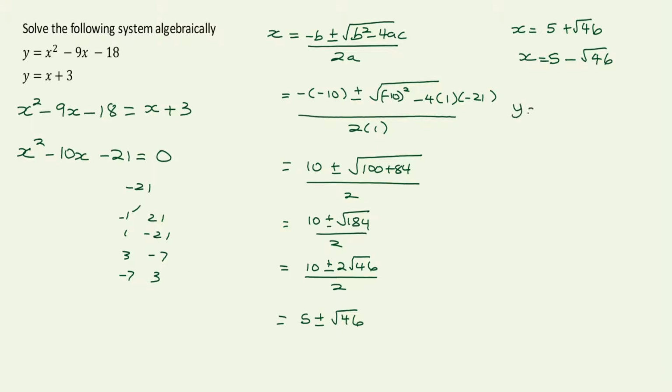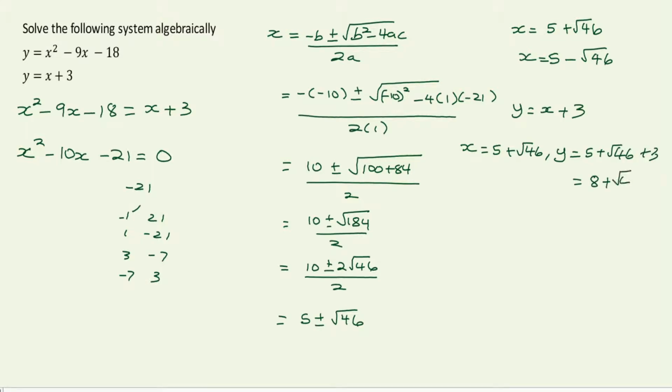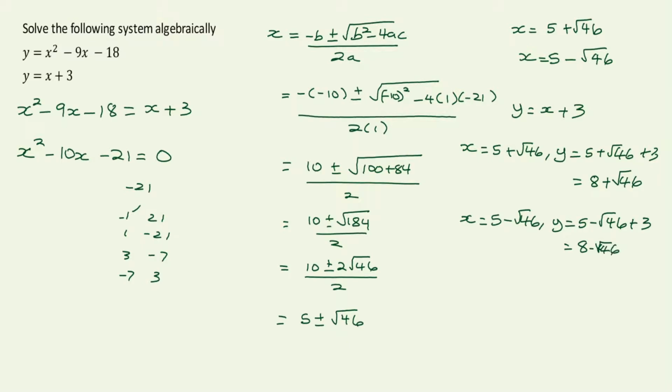Now we have been told that y is x plus 3. So x equal to 5 plus square root of 46, y equal to 5 plus square root of 46 plus 3, which is 8 plus square root of 46. And x equal to 5 minus square root of 46, y equal to 5 minus square root of 46 plus 3, which is 8 minus square root of 46.